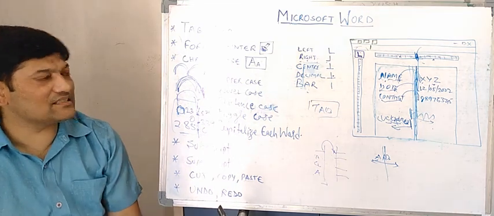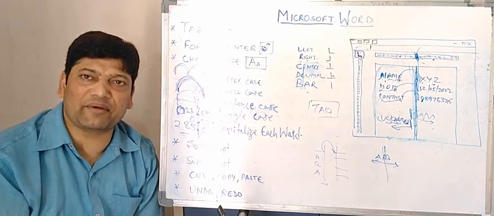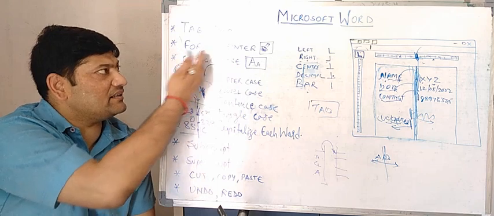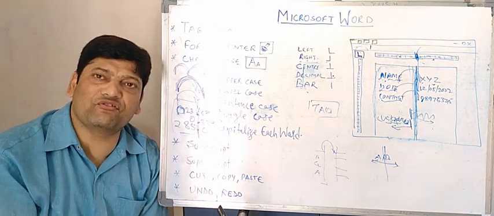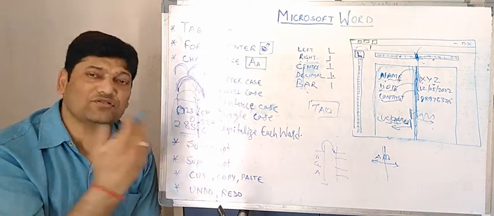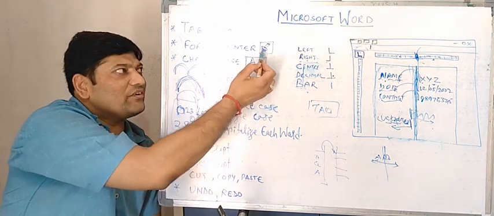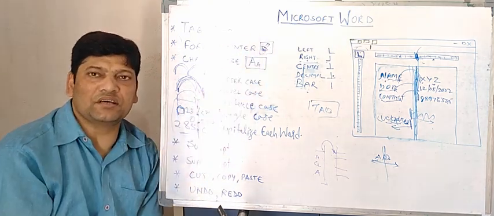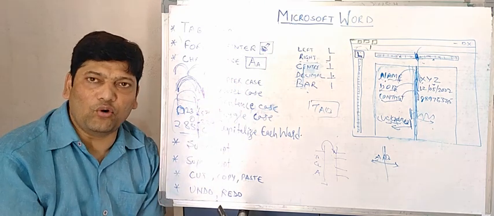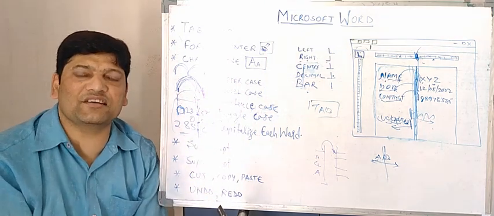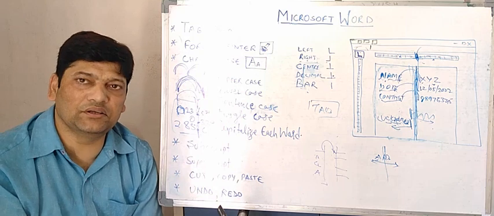Now let's discuss certain other things which are used in Microsoft Word. The second thing in Microsoft Word is Format Painter. I have drawn one icon over here. It is like a paintbrush. You will find it in the Home tab. Now the question is, what is the purpose of Format Painter?